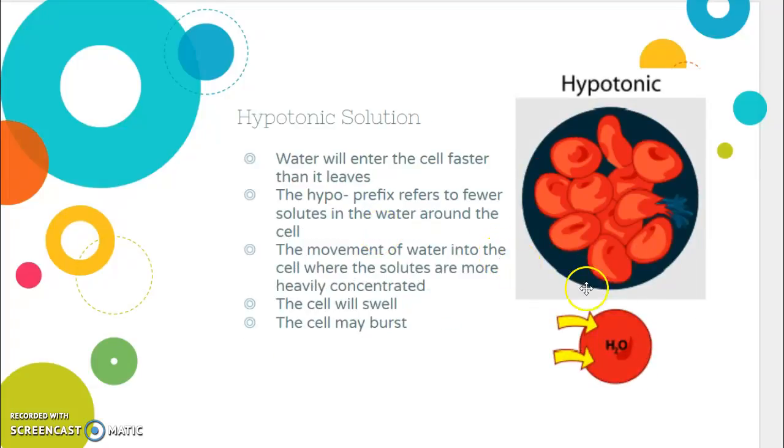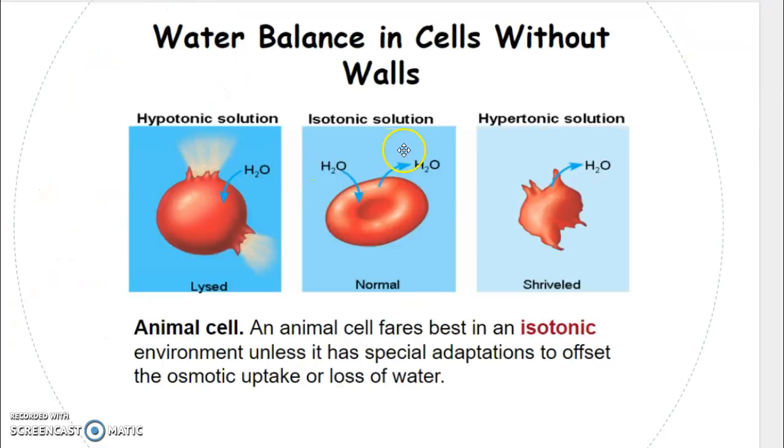Hypotonic is the opposite, so this means that there were fewer solutes in the water around it and more on the inside of the cell. So water enters the cell faster than it will leave, and this can cause the cell to swell, and it could also possibly burst. This is an example in an animal cell. So this is normal. Animal cells prefer to be in an isotonic environment where water is moving into and out of the cell at an equal rate.